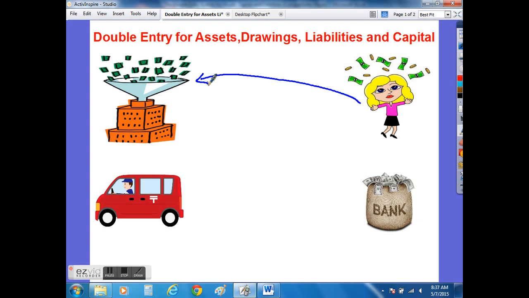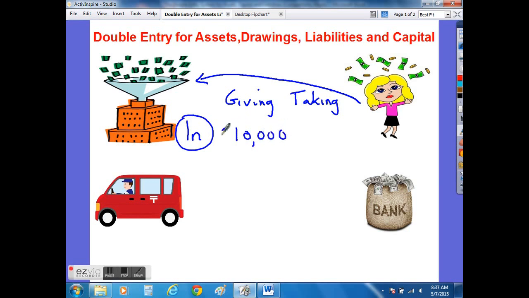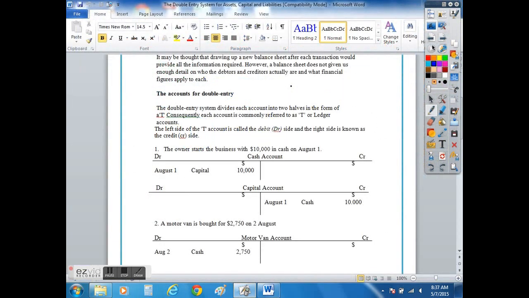If we look at the giving and taking, or the in and out, what's coming into the business is the $10,000, and it's leaving the lady's pocket in the form of an investment. So she becomes an owner, but she has to give away 10,000 of her dollars to the business to put as a resource into the bank account. We would record this using the T accounts as discussed in the previous tutorial, by showing a debit and a credit entry.